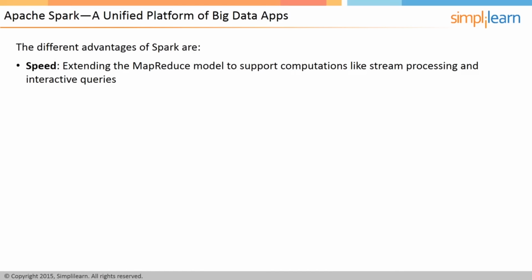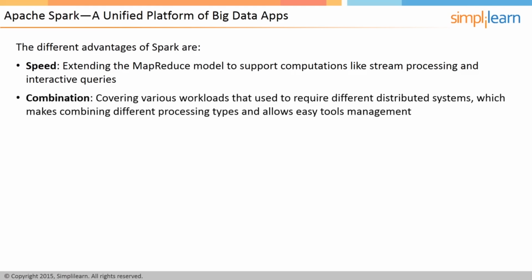Spark covers various workloads that used to require different distributed systems such as streaming, iterative algorithms, and batch applications. As these workloads are supported on the same engine, combining different processing types is easy. It's normally required in production data analysis pipelines. The combination feature also allows easy management of separate tools.